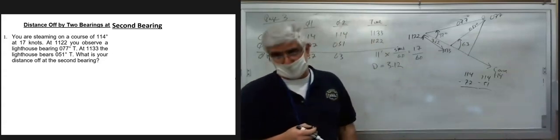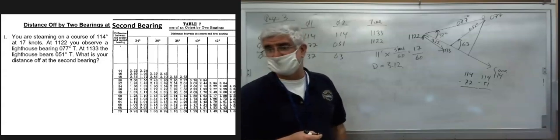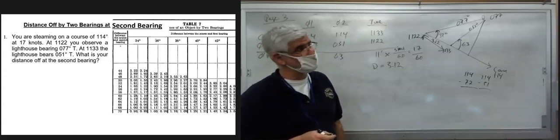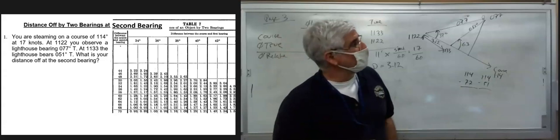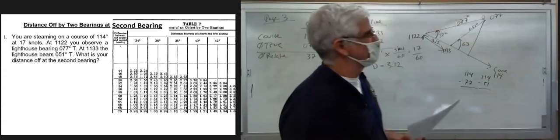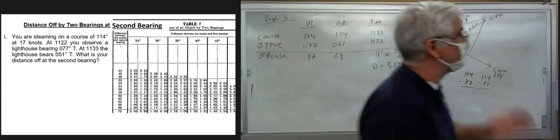Now we're going to go to a table. This is the table. We're going to go to table 7. So for you, all right, now we've got to go to this table 7. Okay?